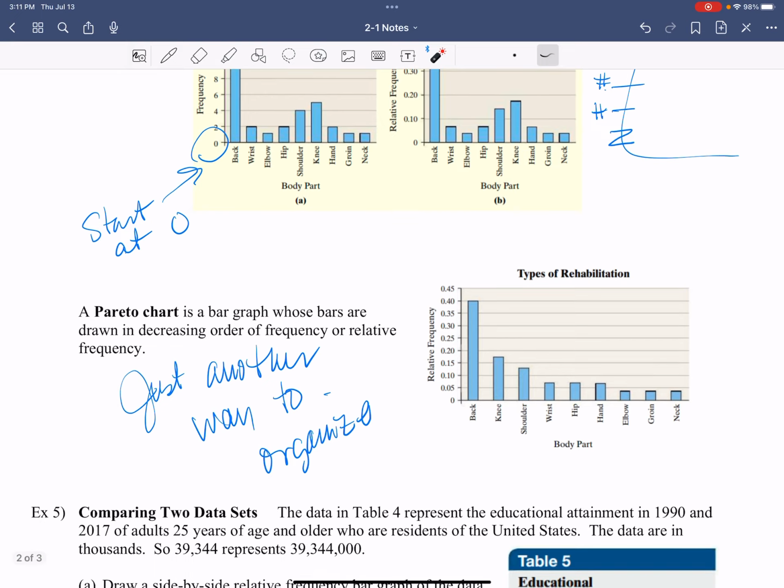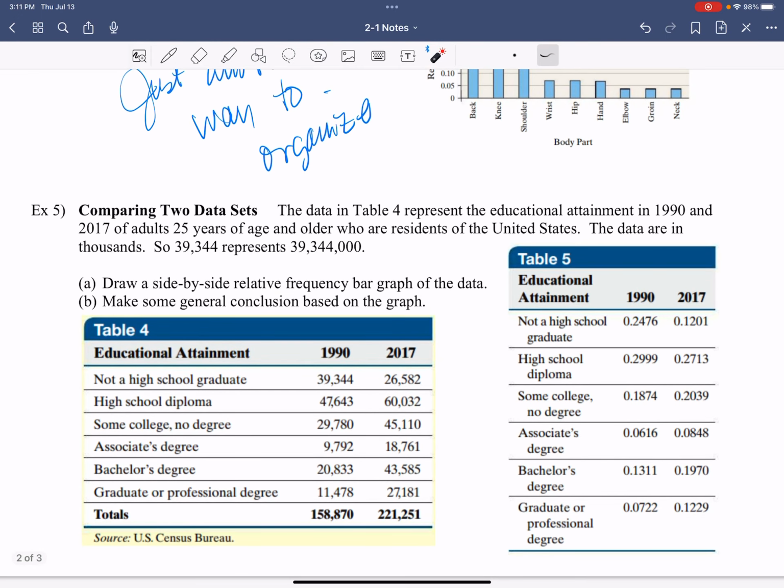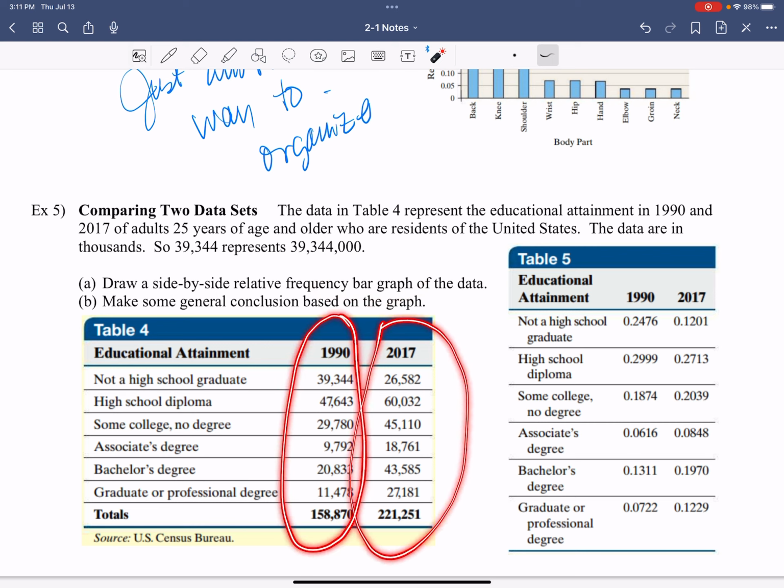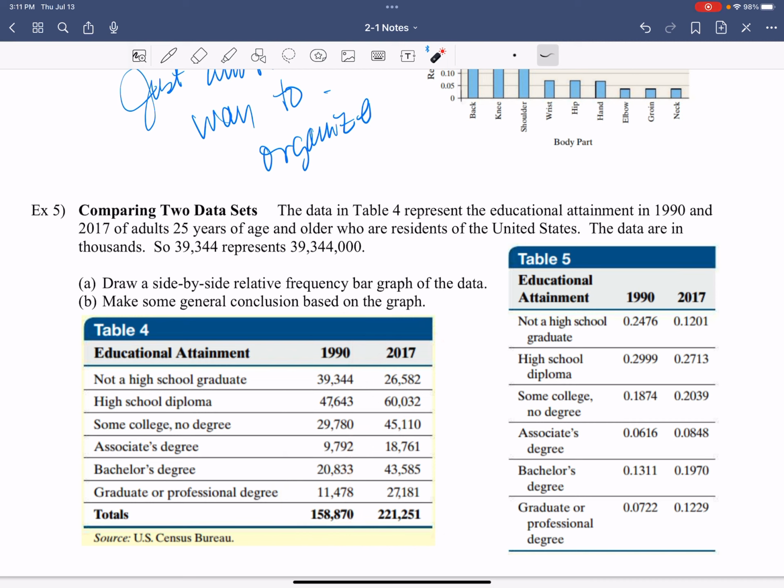All right. Okay. Now, here's another one that I want to take a look at. So we're just going to kind of talk through this. We're going to look at some more bar graphs, but this is different information. So I want to compare two sets of data. That's what this is all about. So we're going to look at the educational attainment in 1990 and in 2017 of adults that are 25 or older who are in the U.S.